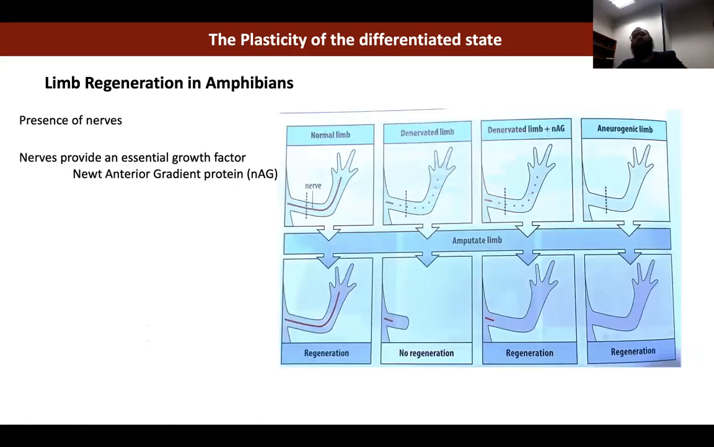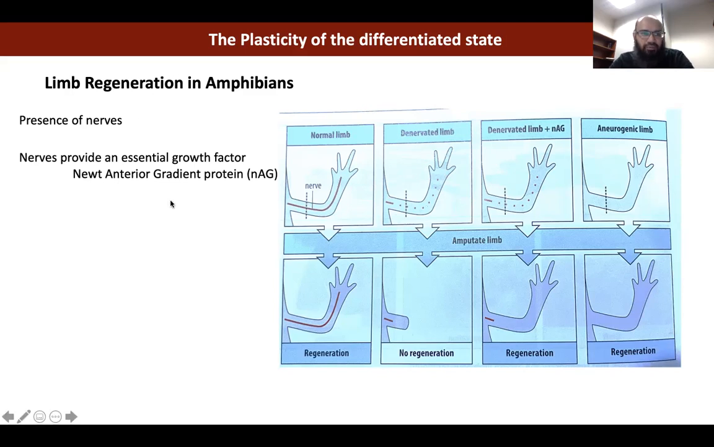So another important consideration in limb regeneration in amphibians is that the presence of nerves is very important for the regenerating limb. So what happens if you denervate the limb and then make a cut? The blastema will still form, but it will not grow into the whole limb. So somehow the nerves have this capability to guide the patterning and guide the regeneration process, and we will see how.